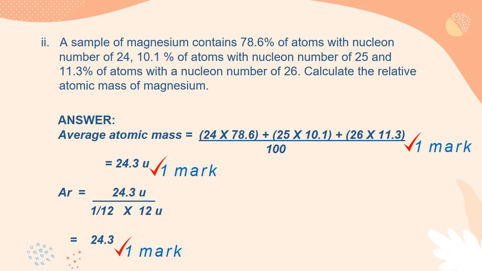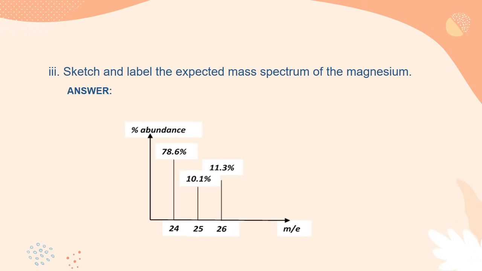Okay. Now, we go to the second question. Sketch and label the expected mass spectrum of magnesium. So we know that for a mass spectrum, normally we draw abundance and also mass over electron. So we write this as percentage abundance. This one refers to the nuclear number. So you do it like this.